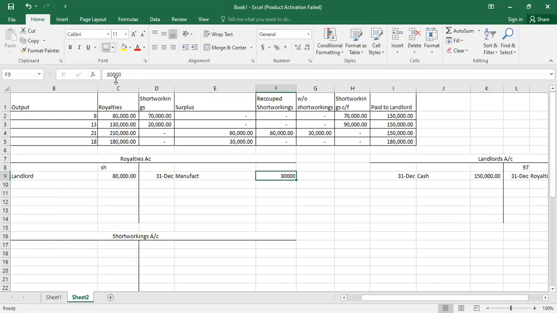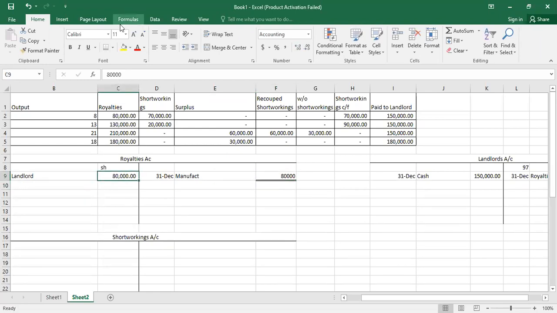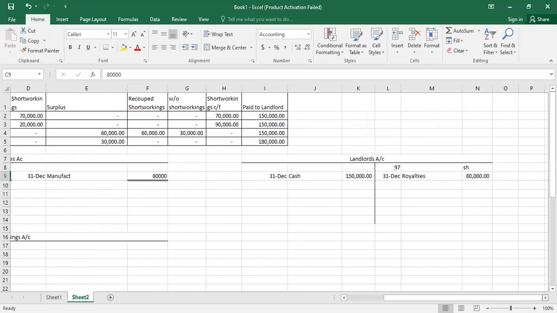I'm closing the royalties account. So I come to the landlord's account. I need to close it for this particular year. So the balance will be the shortcoming if you look at our entries. So these are our short workings. The difference will be 70,000, so that we close the book at 150.